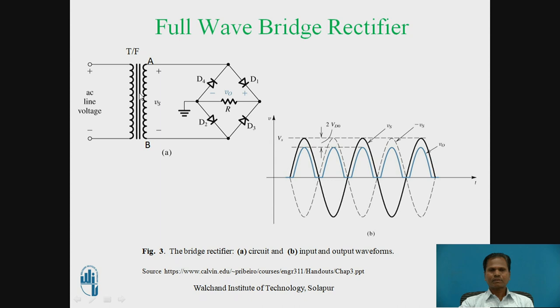So in both half cycles of input AC voltage signal, the current flows in the same direction through load resistor R. So the voltage appearing across R is a DC voltage, and current flowing through R is a DC current. So in this way, the input AC voltage signal is converted into output DC voltage signal. The rectifier conducts for both half cycles of input AC voltage signal.